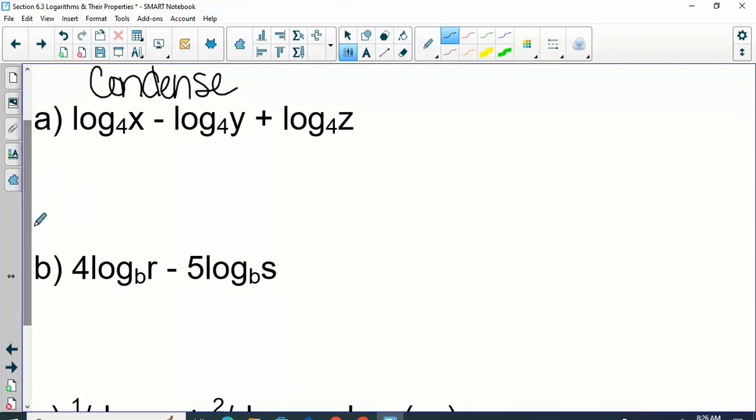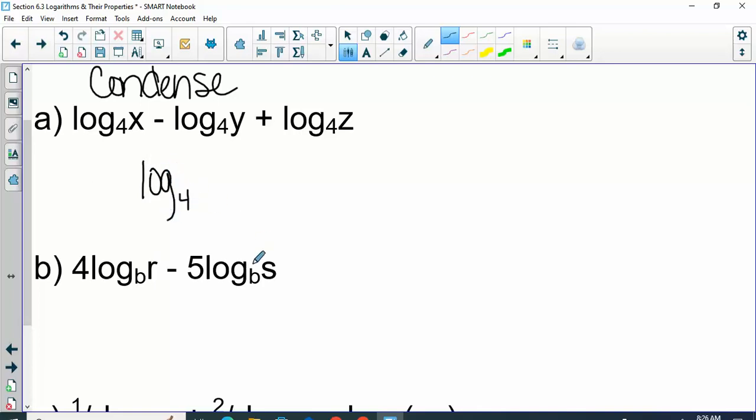Alright, but I'm not joking either. Let's try condensing. We're gonna go the other direction. We're still using these same 3 properties. You guys have been breaking them apart. I want to know if I've broken it apart, can you put it back together? So when I tell you to condense, you should only have 1 log at the end.